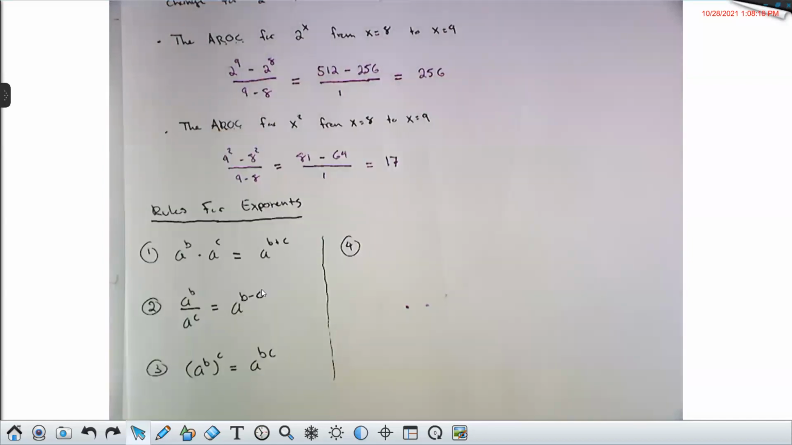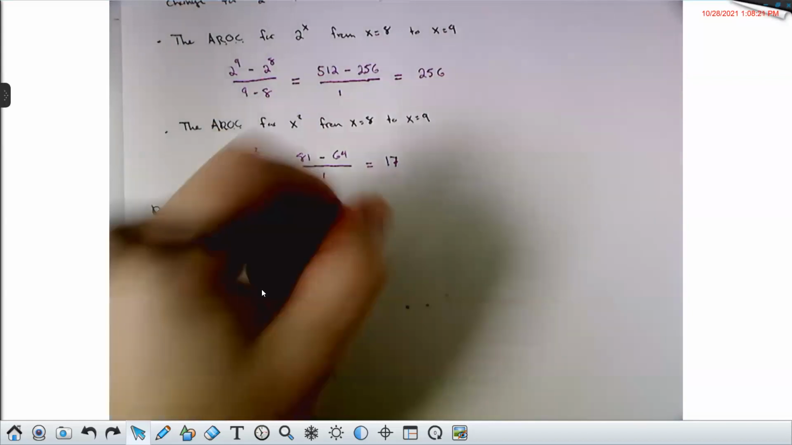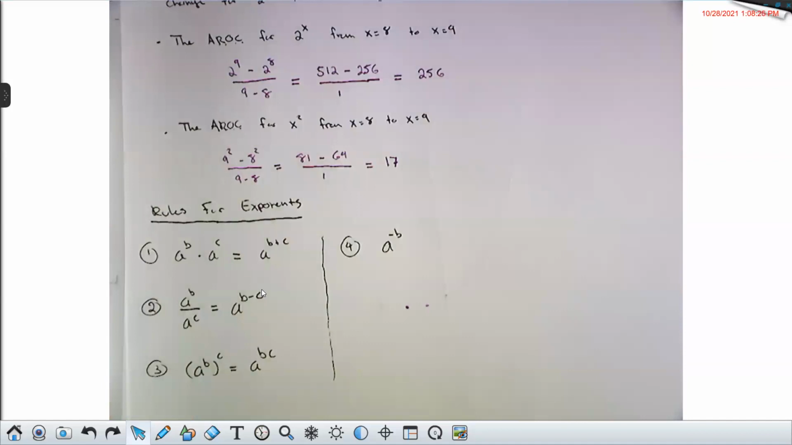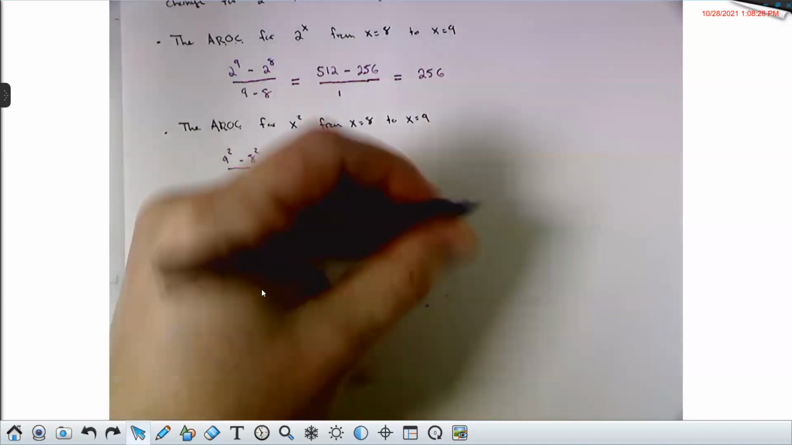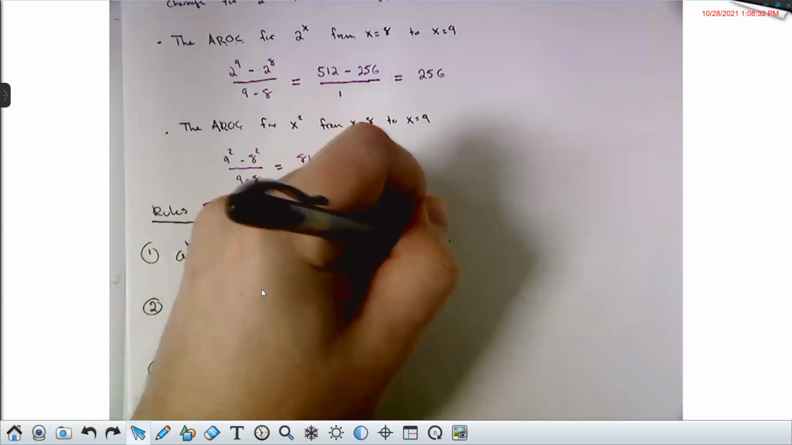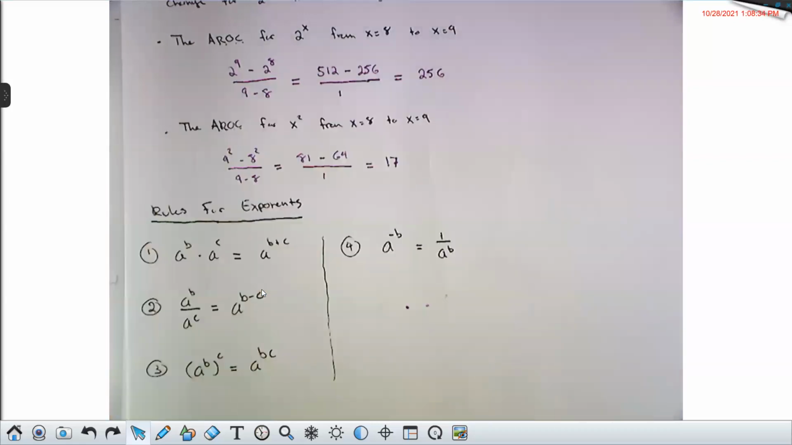Negative exponents show up quite a bit. If you want to take a number a and raise it to the negative b power, this is the same as taking the reciprocal of a to the b. So a negative power flips you over.